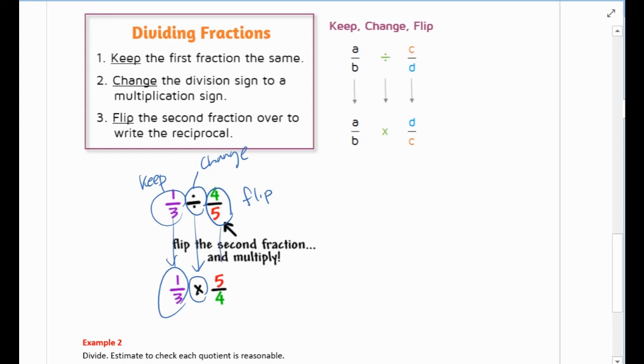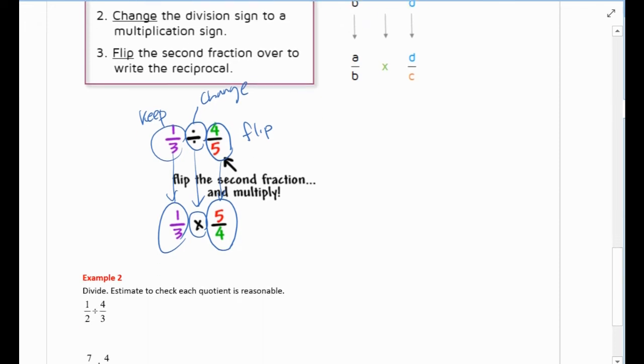Flip the second fraction over, the reciprocal. Reciprocal is just, you can just flip the fraction, bottom and top. So 4 over 5 becomes 5 over 4. Now, instead of division, we have multiplication. So we can just simply multiply it.